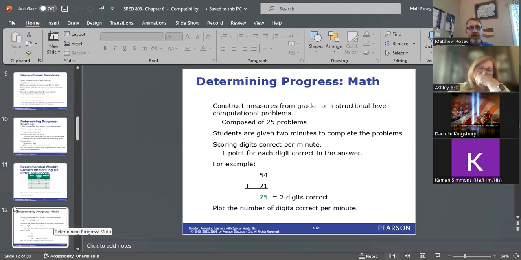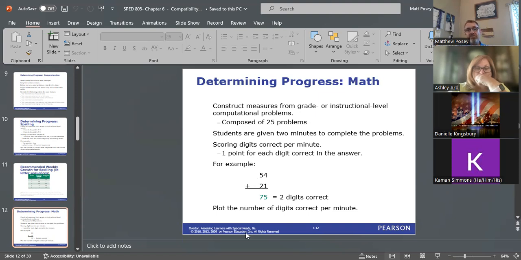Okay, so it gives you determining progress in math. Okay, so 25 problems. You do this a little bit differently for math. You're given 2 minutes to complete problems. You score digits correct per minute. So you get 1 point for each digit correct.